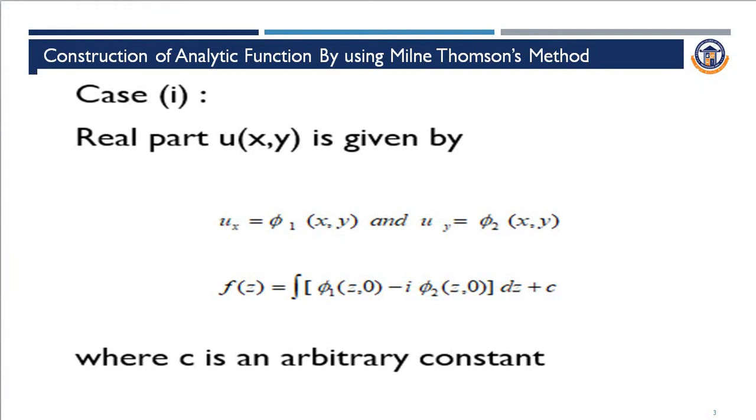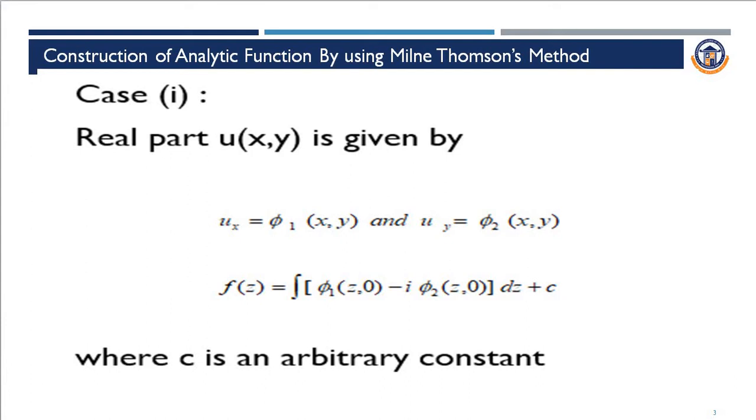First we have to find ux. ux is nothing but differentiating u partially with respect to x. Then you get dou u by dou x, which you can write shortly as ux. Then another one, you have to find uy. uy is dou u by dou y. After that, let us take ux as phi 1 of x comma y and uy as phi 2 of x comma y. Then finally, the analytic function f of z is the integral of phi 1 of z comma 0 minus i into phi 2 of z comma 0 into dz plus c.